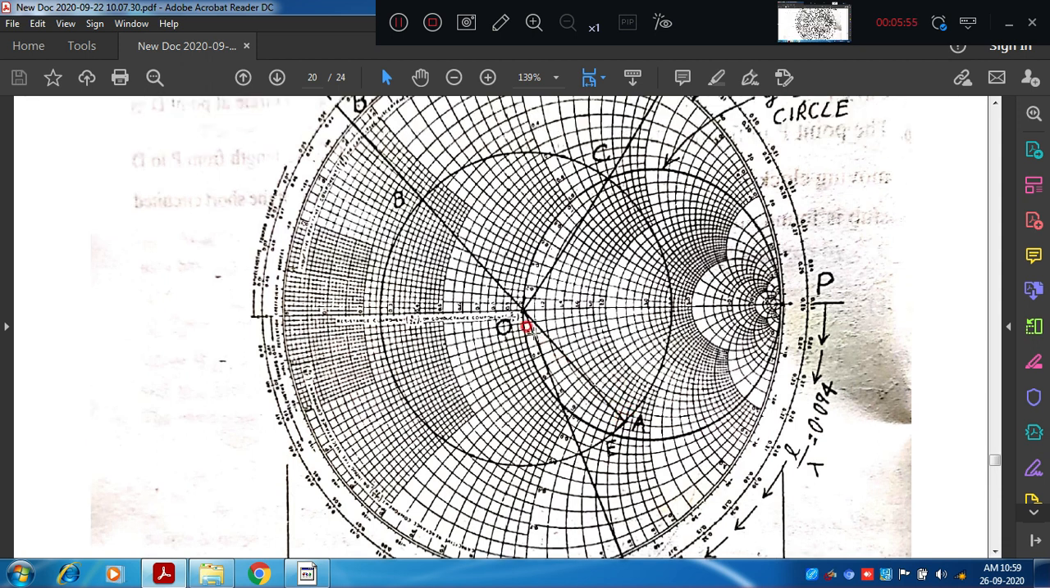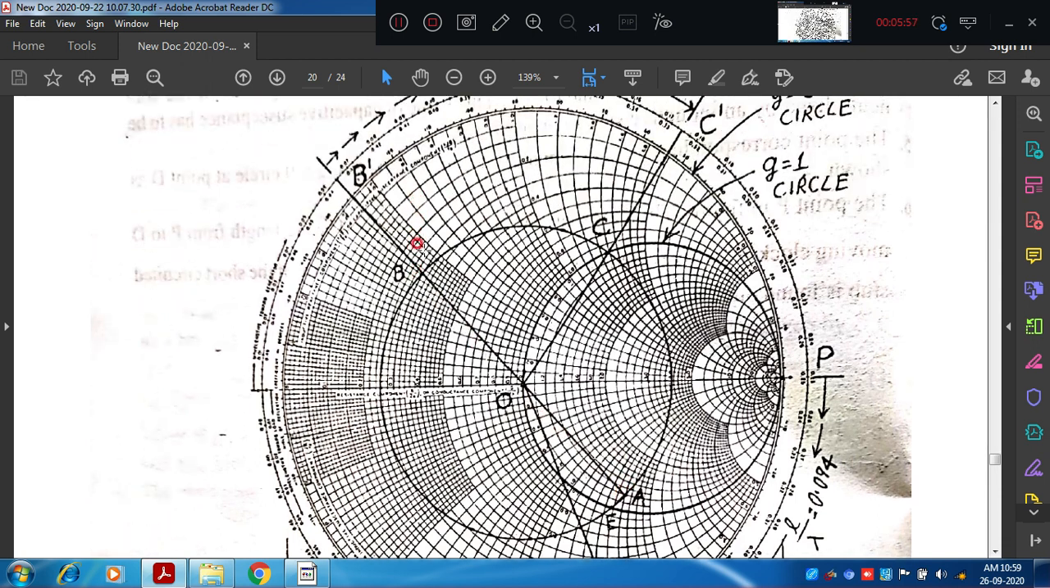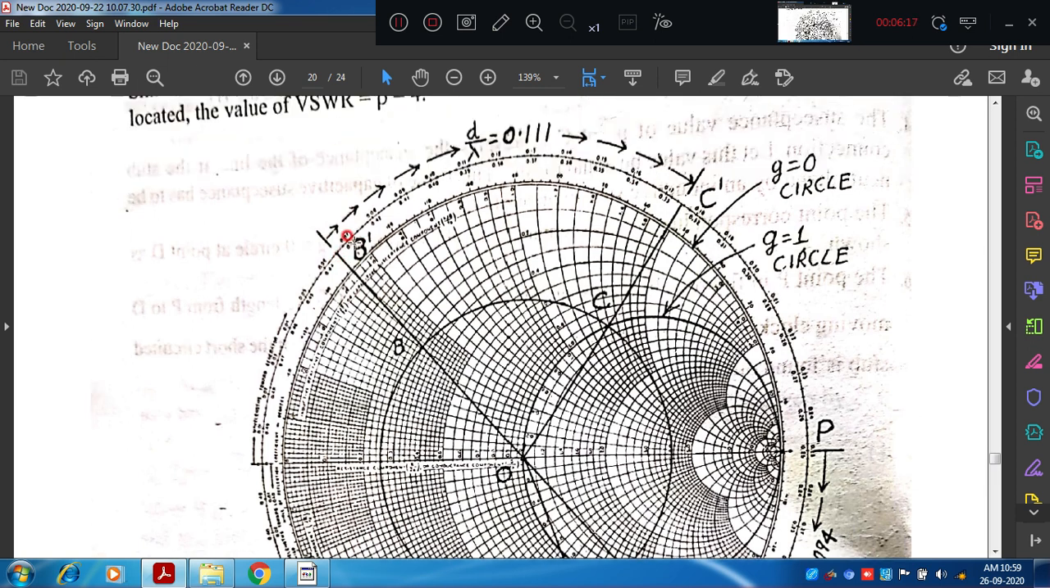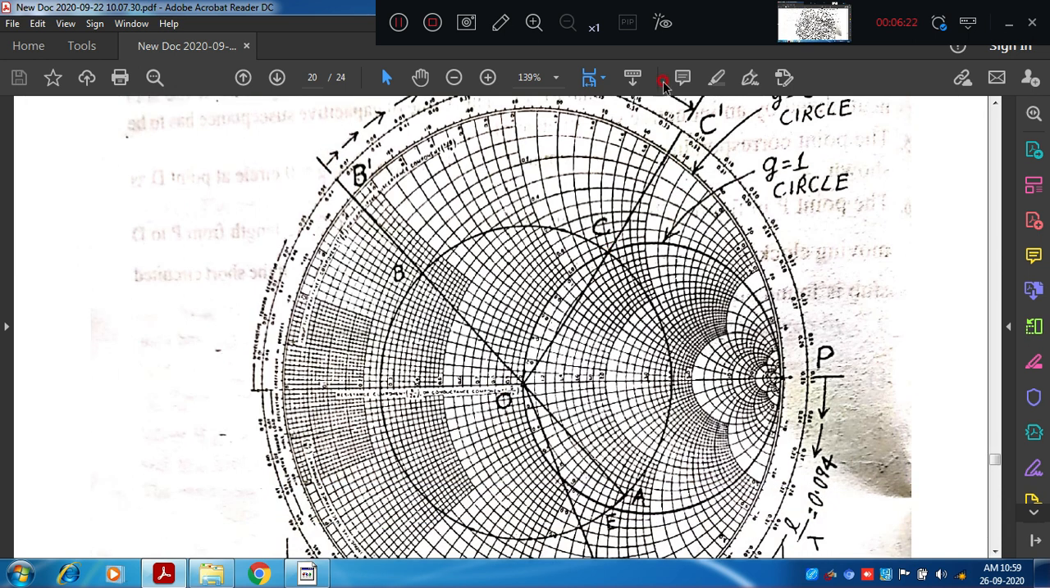If we extend this back, the other part of the circle cuts at B and B dash, right? Now see here, this rho circle cuts the constant G equals 1 circle, which passes through the center of the Smith chart. So it cuts at point C and point E. From B dash, if you want to move in the clockwise direction, where does this line appear first? In this case, the OC dash line appears first.